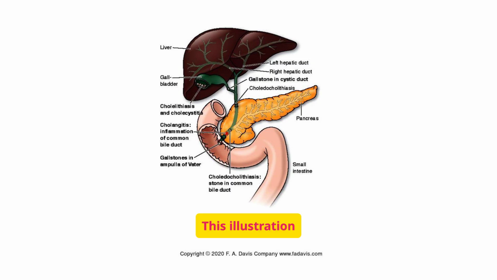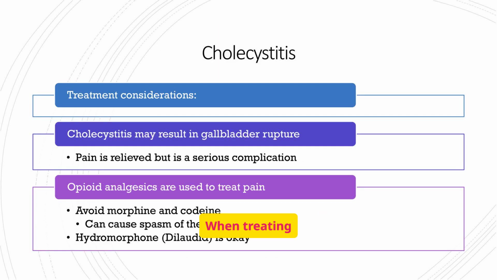This illustration highlights the various conditions we've discussed. Note the gallstone in the cystic duct, leading to cholecystitis. Also, observe the location of cholangitis, inflammation of the common bile duct, and choledocholithiasis, a stone in the common bile duct. When treating cholecystitis, keep in mind that gallbladder rupture can occur, which, while relieving pain, is a serious complication.